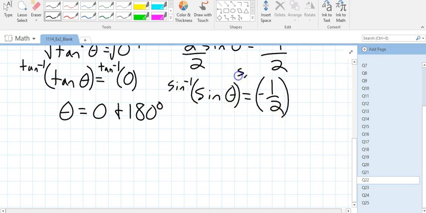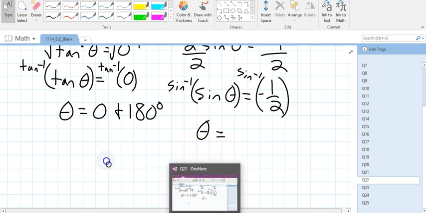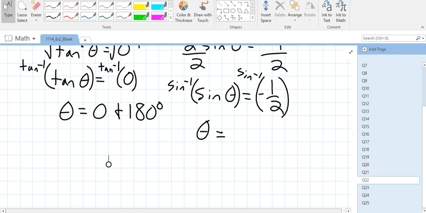Sine inverse of negative 1 half. So theta is equal to, well, again, always check that domain. Is negative 1/2 in the domain of the sine inverse? Yes, so that means we can do it. So when is sine negative 1/2, in degrees? 210 degrees and 330 degrees. Any questions on that? Okay. All they did was make your answers in degrees instead of radians. It's the only difference.